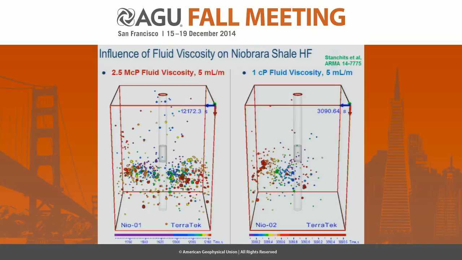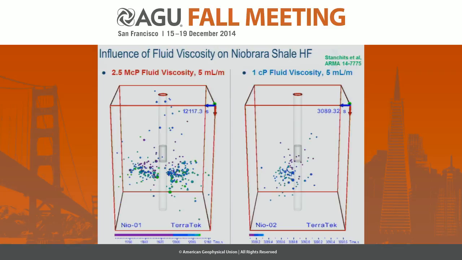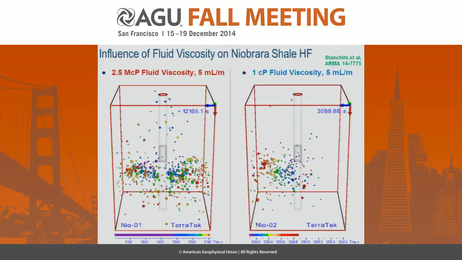The next slide demonstrates the dynamics of acoustic emission registered in both cases, high viscosity fluid on the left side and low viscosity fluid on the right side.